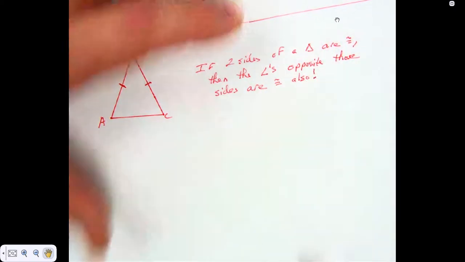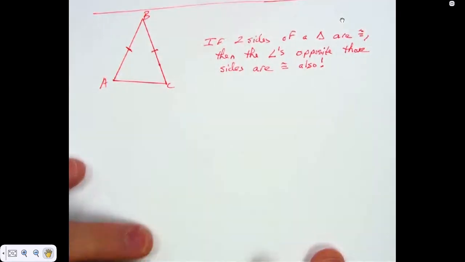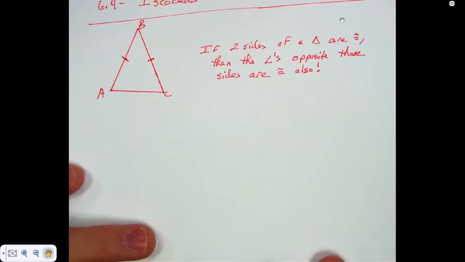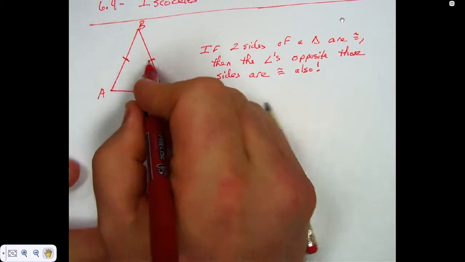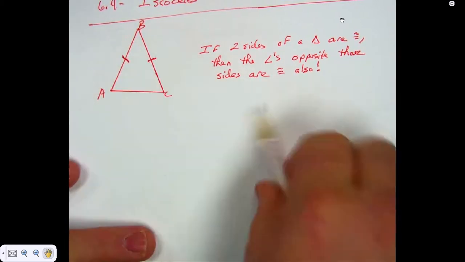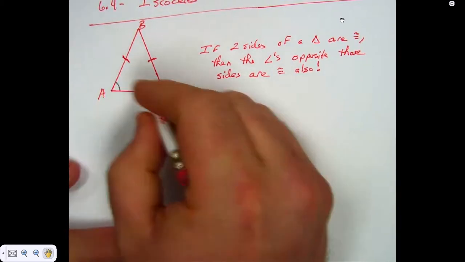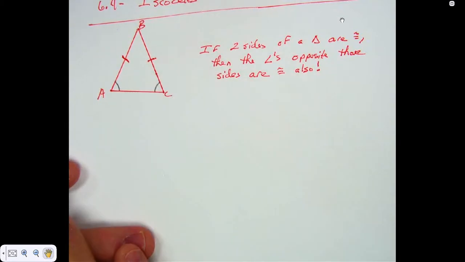This is something that will come in very handy from this point on. If two sides of a triangle are congruent, then the angles opposite those sides are congruent also. So what two angles do you think I'm talking about being congruent here? Okay, I have two sides congruent in a triangle. What are the two, angle A and angle C? Easy enough, huh?